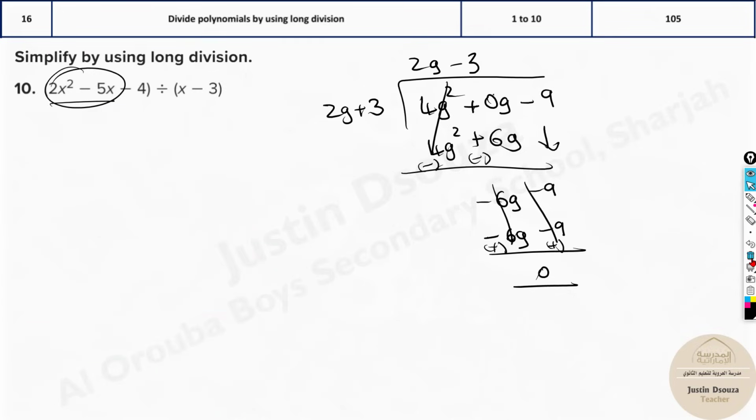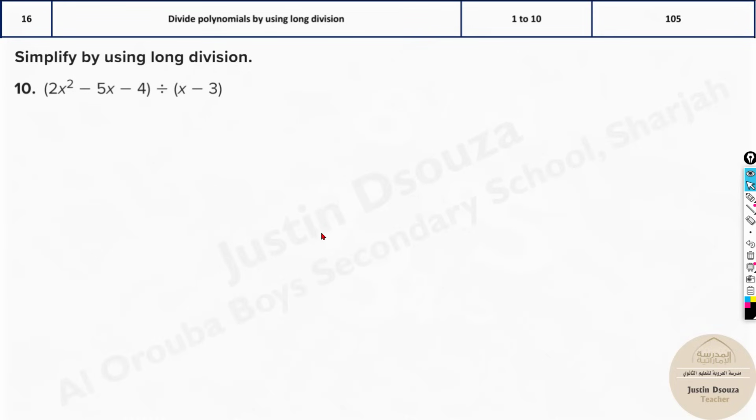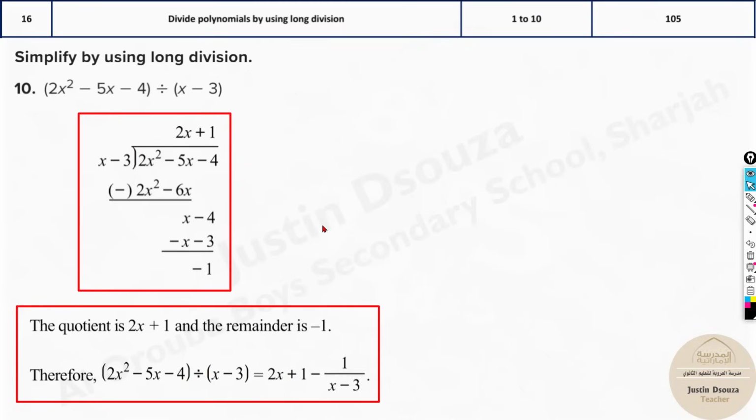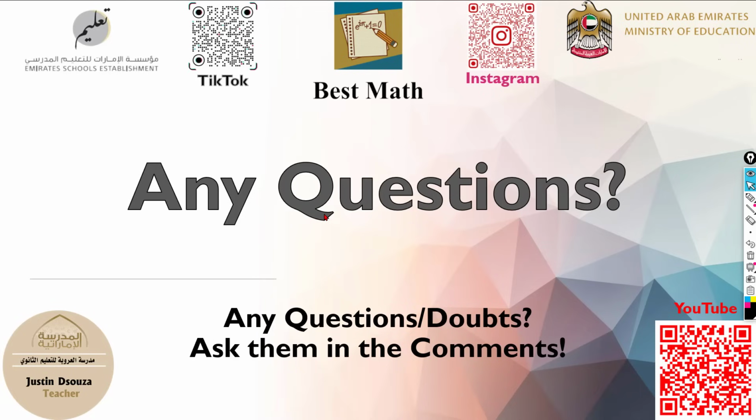And last problem over here, please do try it by yourselves and then look into the solution set. So that's the end of this topic. I hope you found this helpful. Please do try to solve many more problems by yourselves.